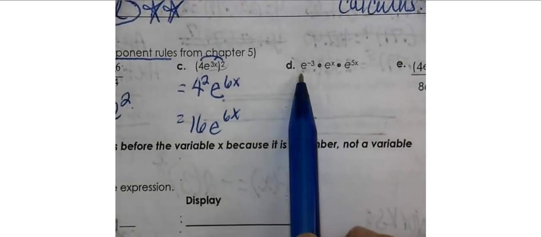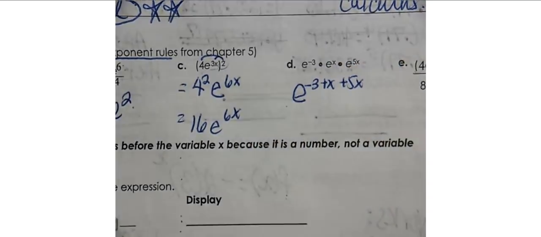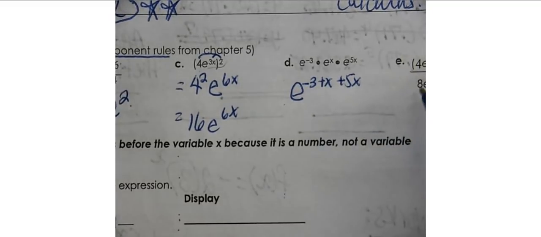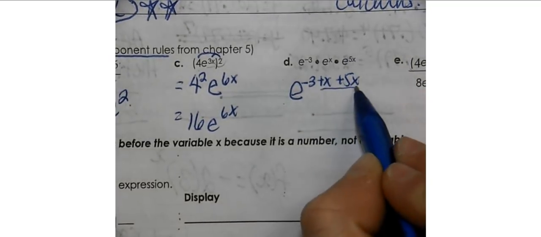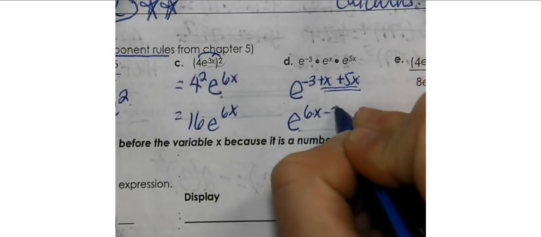For letter D, we're multiplying all of these powers with the same base, so we're going to add the exponents. So this is e to the negative 3 plus x plus 5x power. I'm simply adding my exponents together. I'm going to combine my like terms, and my answer is going to be e to the 6x minus 3 power.